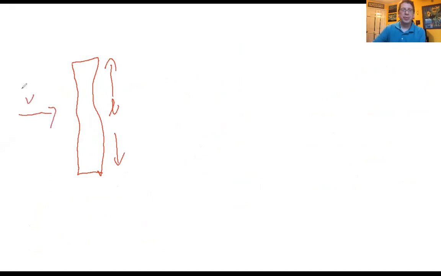So we have a conductor, and the conductor's of length L. It's moving with a velocity v, and we'll say for the sake of argument that B is pointing into the board. So what's going to happen?